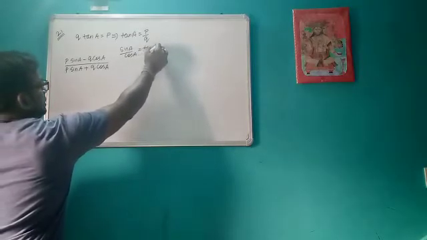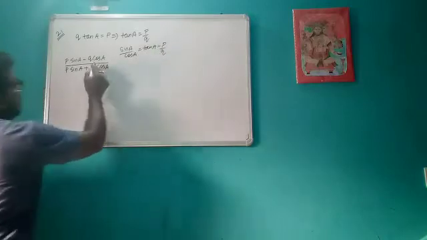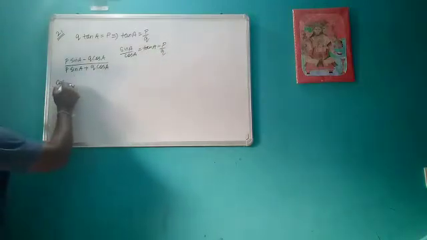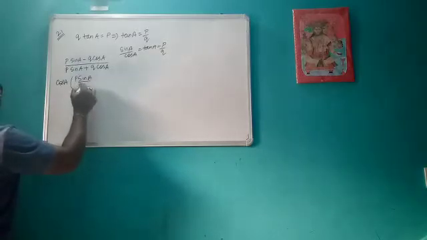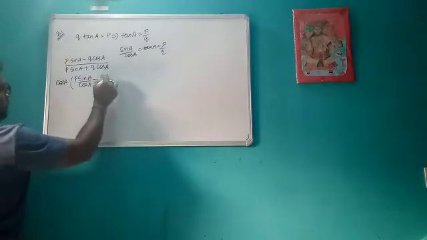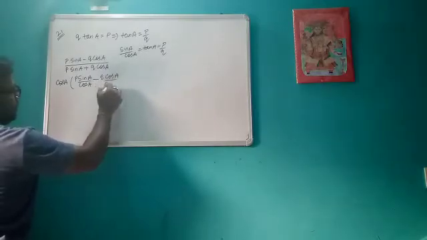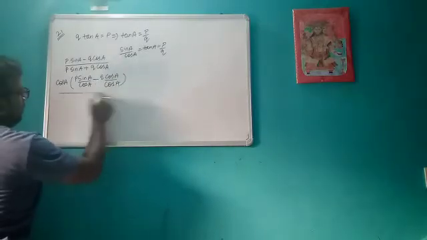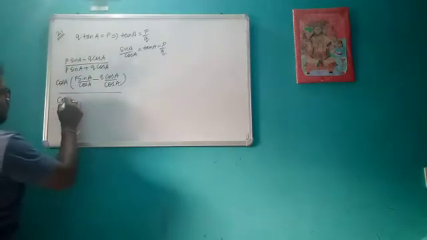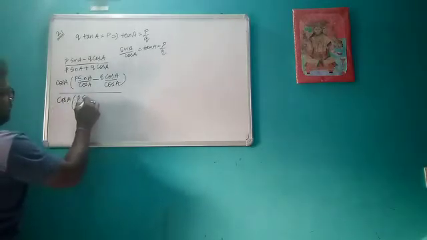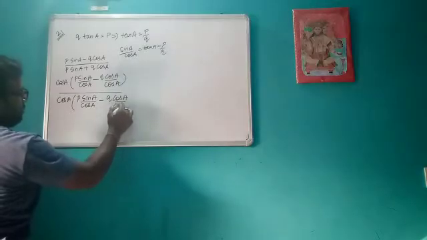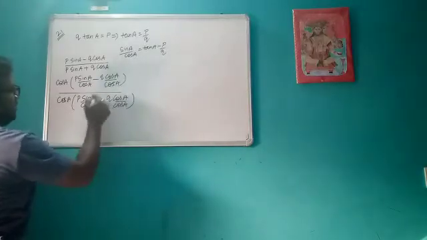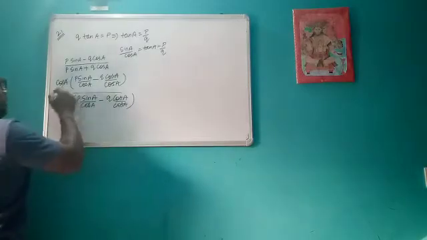Reciprocal relations we have studied. So in this we will take out cos A as common. So it will be P sin A upon cos A minus Q cos A upon cos A upon cos A common. So we will get P sin A upon cos A minus Q cos A upon cos A. So this cos A will be cancelled.